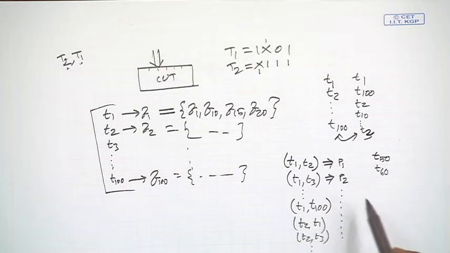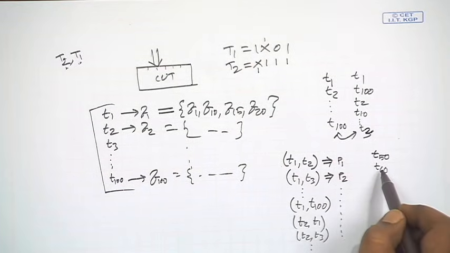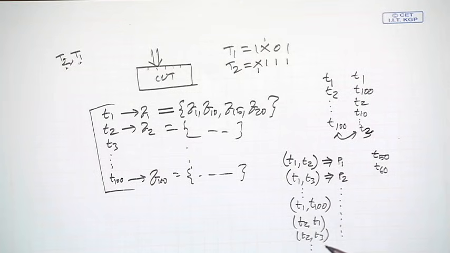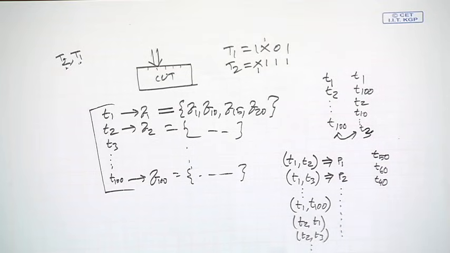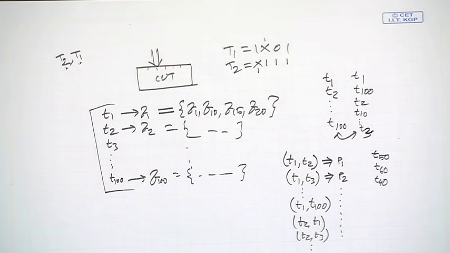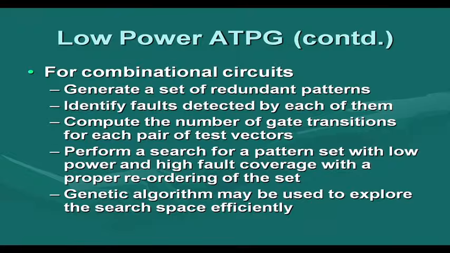Then from the remaining pattern set, I can find out after T60 which pattern combination can give me the next best power consumption. Maybe the T60 T40 pair gives the next minimum power consumption. So we will apply T40 after this, provided T40 identifies a good number of new faults which are not covered by T50 and T60. So this way we can search for a pattern set with low power and high fault coverage. There will be two cost function components, one is the power consumption and the other is the fault coverage.